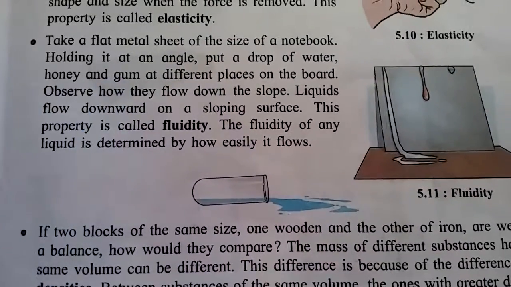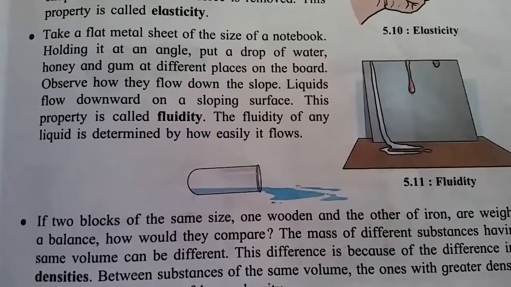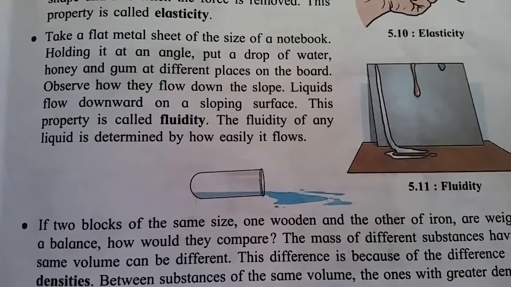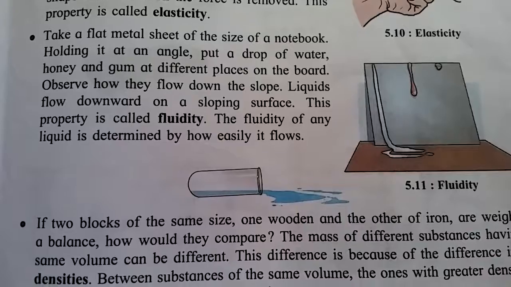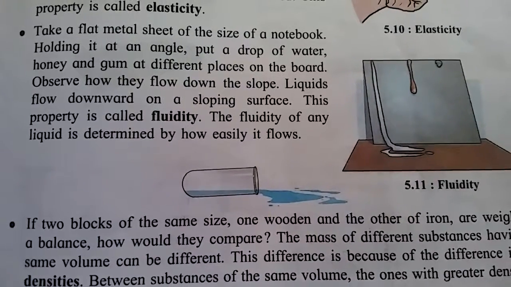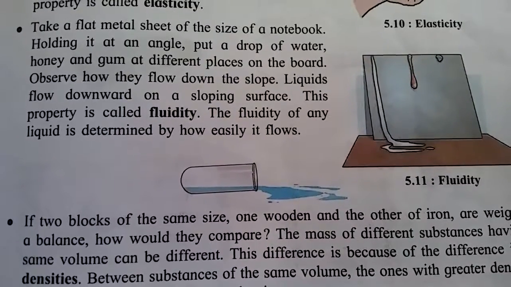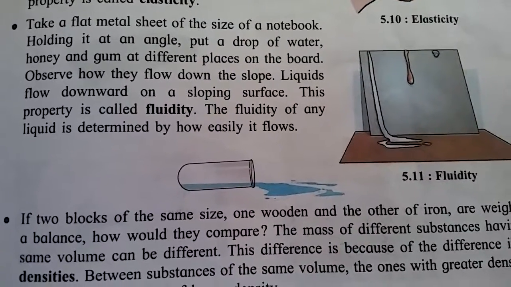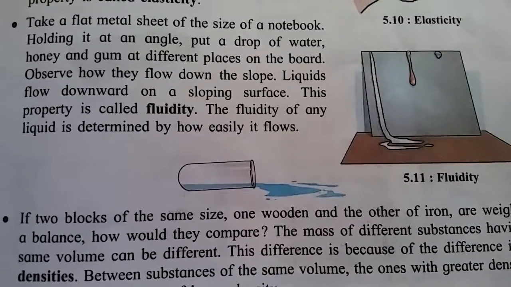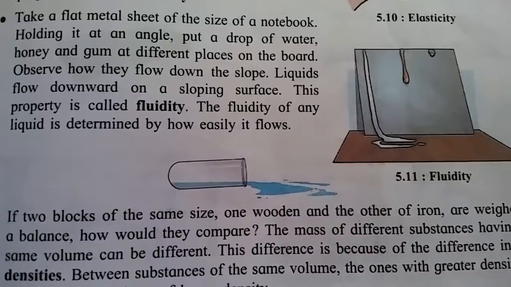Take a flat metal sheet of the size of a notebook, holding it at an angle. Put a drop of water, honey and gum at different places on the board. Observe how they flow down the slope. Liquids flow downward on the sloping surface. This property is called fluidity. The fluidity of any liquid is determined by how easily it flows.